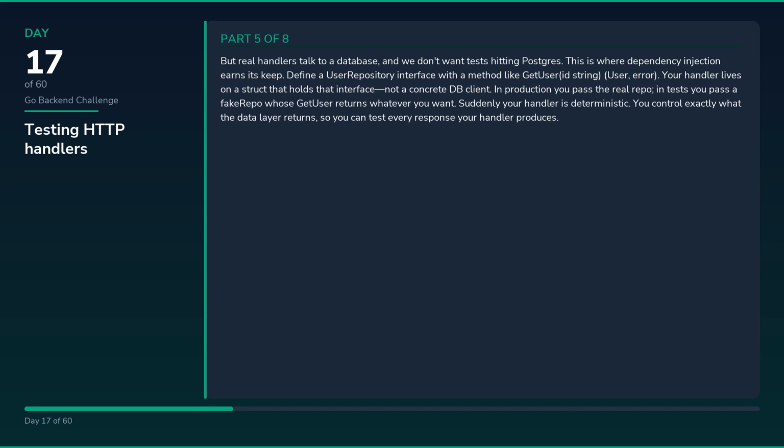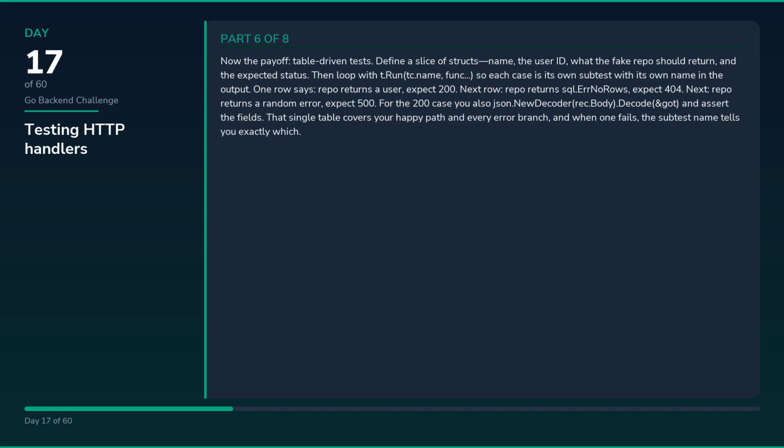But real handlers talk to a database, and we don't want tests hitting Postgres. This is where dependency injection earns its keep. Define a UserRepository interface with a method like GetUser(id string) (User, error). Your handler lives on a struct that holds that interface, not a concrete DB client. In production, you pass the real repo. In test, you pass a fake repo whose GetUser returns whatever you want. Suddenly, your handler is deterministic. You control exactly what the data layer returns, so you can test every response your handler produces.